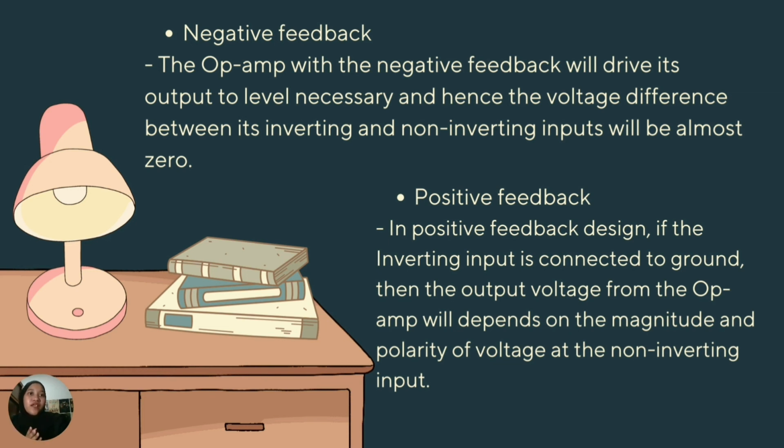For positive feedback, the output voltage is fed back to the non-inverting plus input, and the input signal is fed to the inverting input. In a positive feedback design, if the inverting input is connected to the ground, then the output voltage from the op-amp will depend on the magnitude and polarity of the voltage at the non-inverting input. When the input voltage is positive, the output of the op-amp will be positive, and this positive voltage will be fed to the non-inverting input, resulting in a full positive output. If the input voltage is negative, then the condition will be reversed.